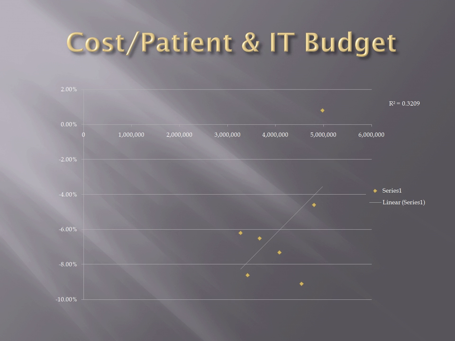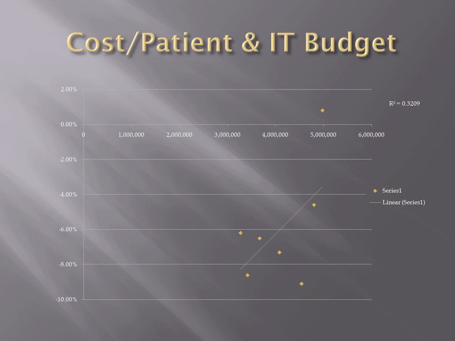The information on the previous slide was put into a scatter plot so that we could better understand the numbers presented. This scatter plot shows the relationship between cost per patient and information technology budget. Scatter plots are used to show the relationship between the two items of information presented. The stronger the correlation, the stronger the relationship between cost per patient and information technology budget.